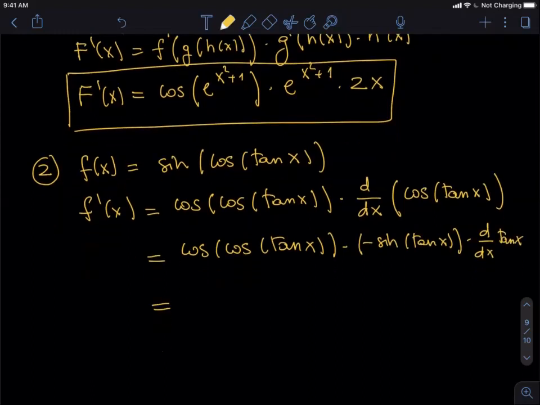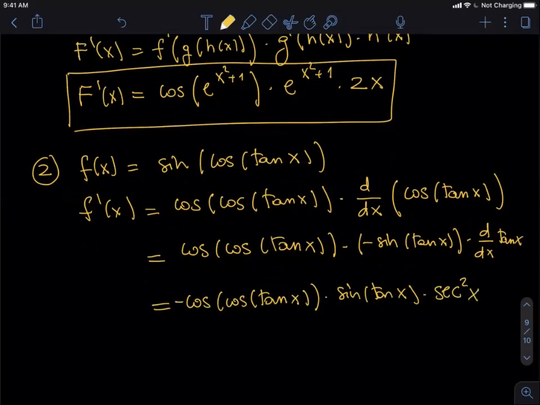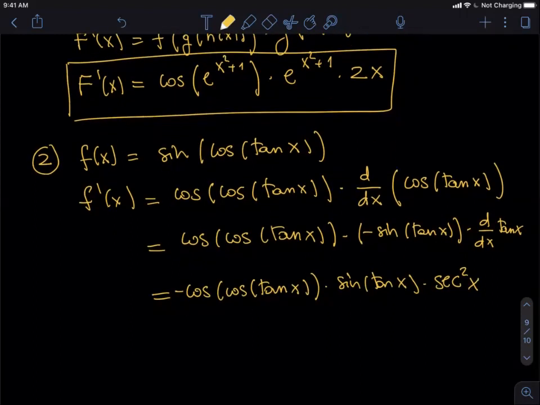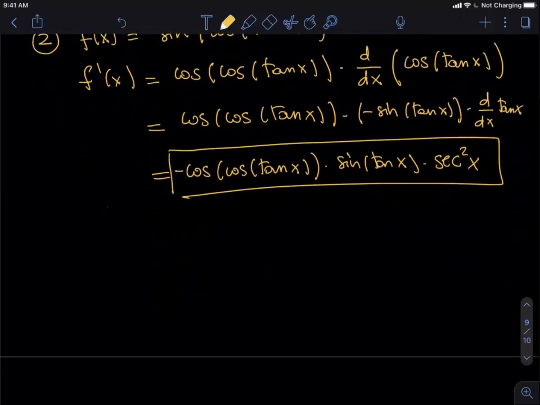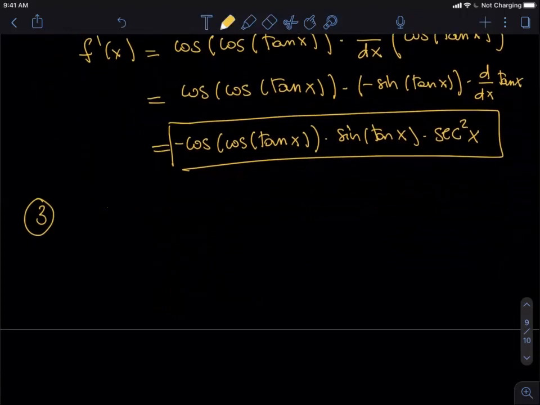and this is the cosine of the tangent of x. Let's put the minus in front of everything, times the sine of the tangent, times the derivative of the tangent, which is the secant square, or 1 plus the tangent square, as you prefer. And this is the final result. Let's see more examples. You can pause the video after I state every example and try by yourself and then compare.